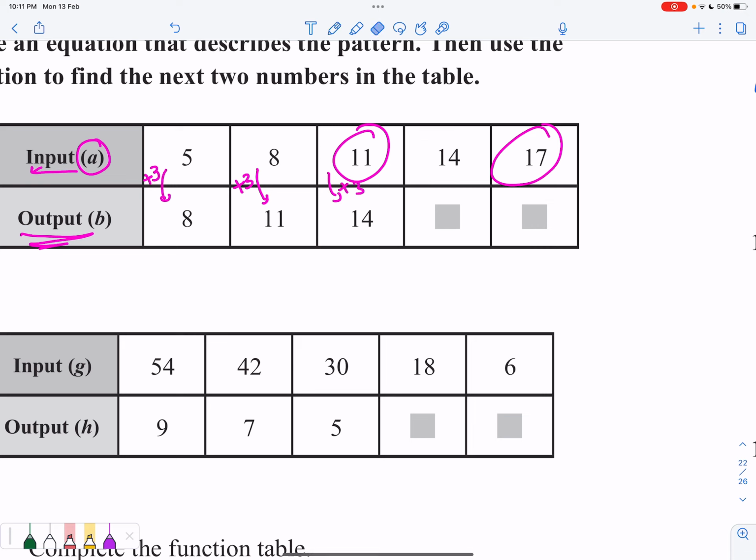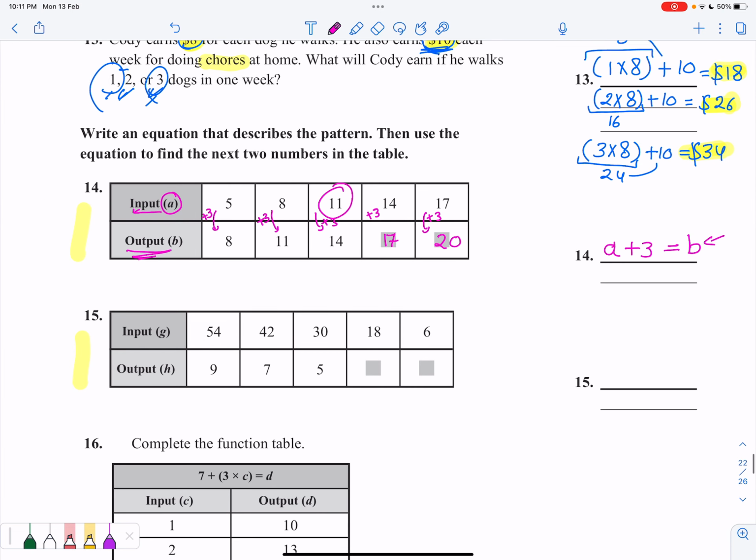Okay, now let's try to get the other numbers. We had 14, so we should add 3 to that to get the output. So 14 plus 3, we will get what? Yes, 17. Next we have 17. We should add 3 to that. So 17 plus 3 is equal to 20. So this is the equation. It's written here. You should write it. And the next terms are 17 and 20.